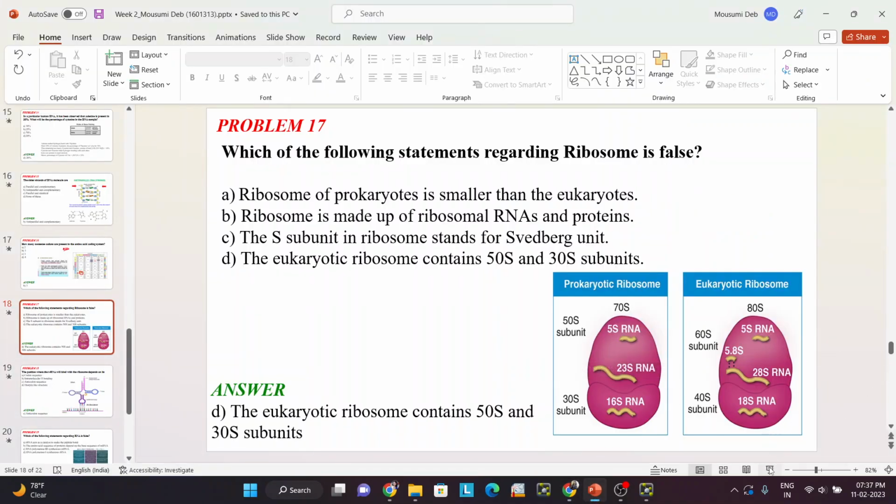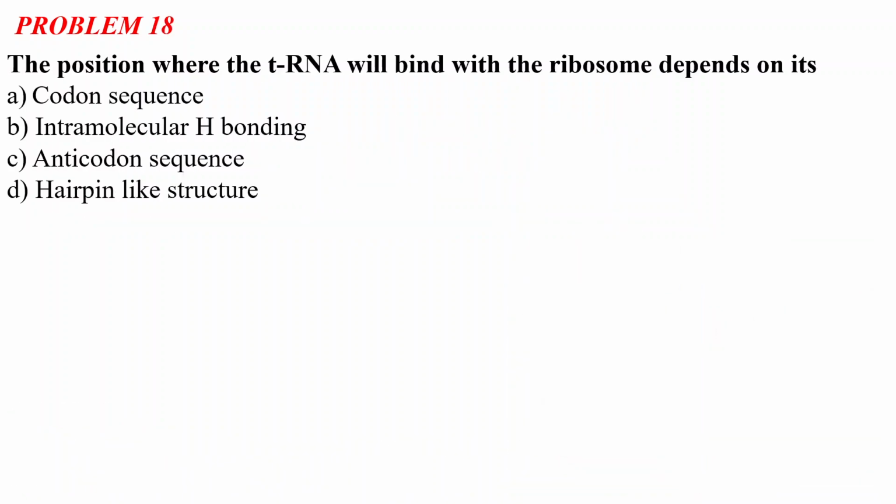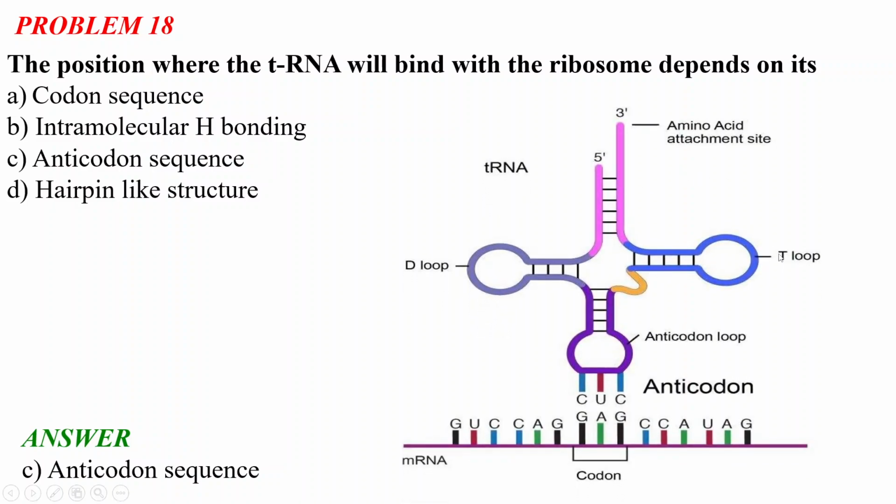Okay, let us check out the answers. The correct answer is number C, anticodon sequence. So, this is the tRNA and this is the mRNA. The mRNA has the codons, which I have told you earlier, and the tRNA has 3 loops.